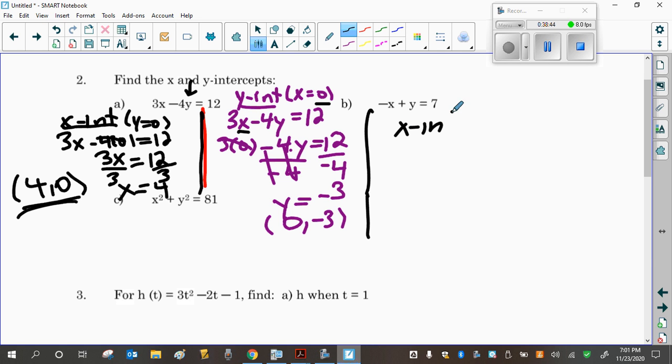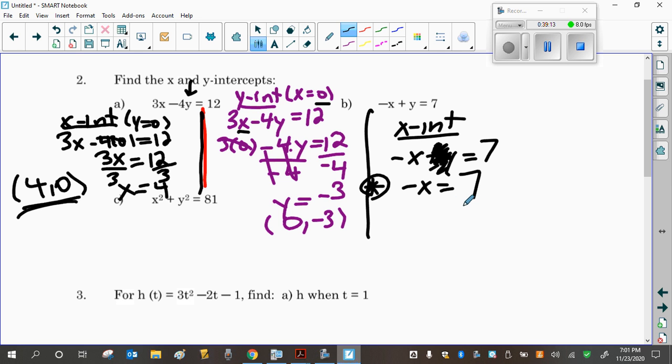X-intercept for this one, -x plus y equals 7. There's another way you can do this if it's better for you. If I'm doing the x-intercept, that means there is no y part, because y equals 0, so that disappears, and you have to solve -x equals 7, which I love. Star this one, you have to know how to do -x equals 7.